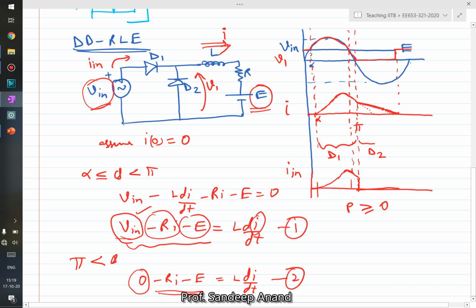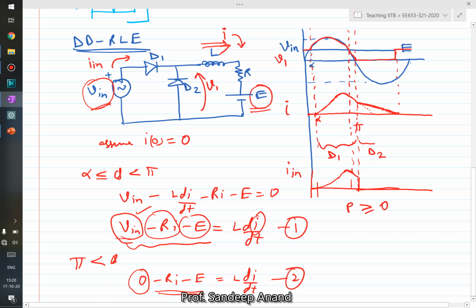If the current ripple is less, the DC motor would have a current which is closer to a DC current, right? So the current ripple is small, and because of that the torque ripple would also become small, because torque is proportional to the armature winding current in a DC machine. So this helps us reduce the current ripple and takes care of both the problems.